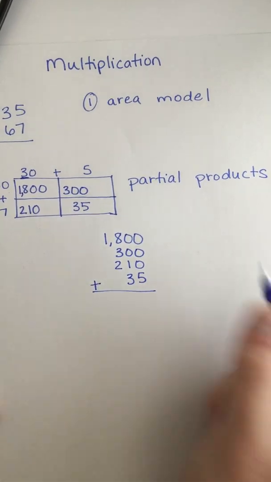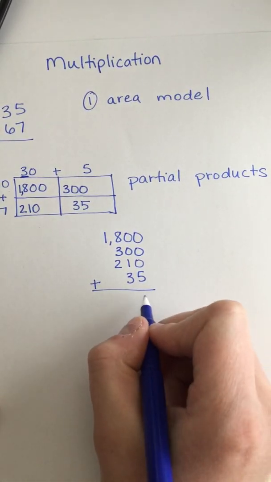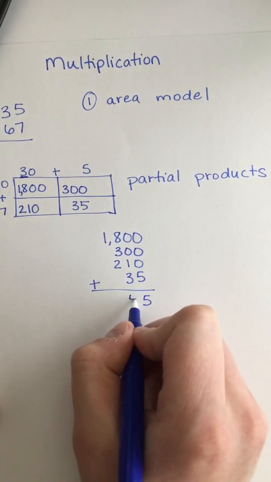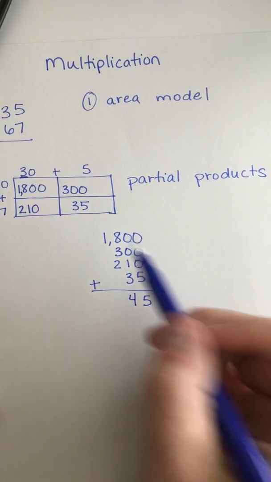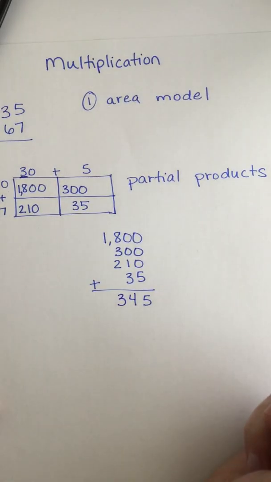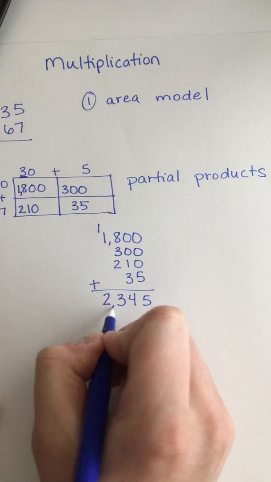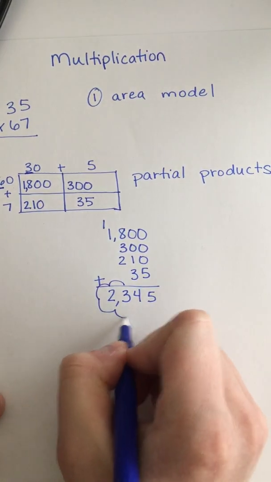Now, when I go and add these all together, I add them all up. 0 plus 0 plus 0 plus 5 is 5. 0 plus 0 plus 1 plus 3 is 4. 8 plus 3 plus 2 is 13. 8, 11, 13. Put my 3 here, make sure I carry my 1. 1 plus 1 is 2. This is kind of a crazy answer. It's 2,345, or 2, 3, 4, 5.